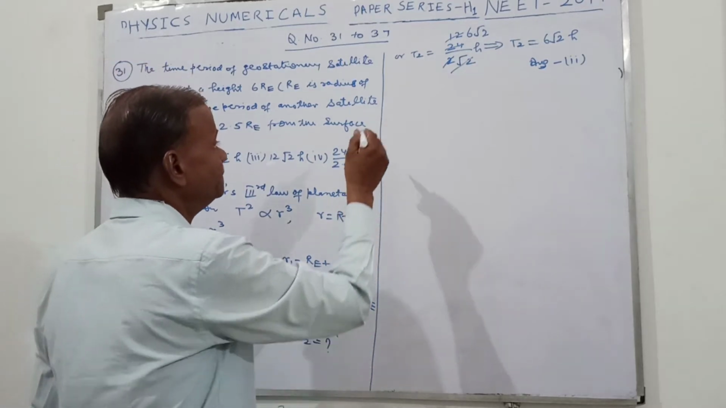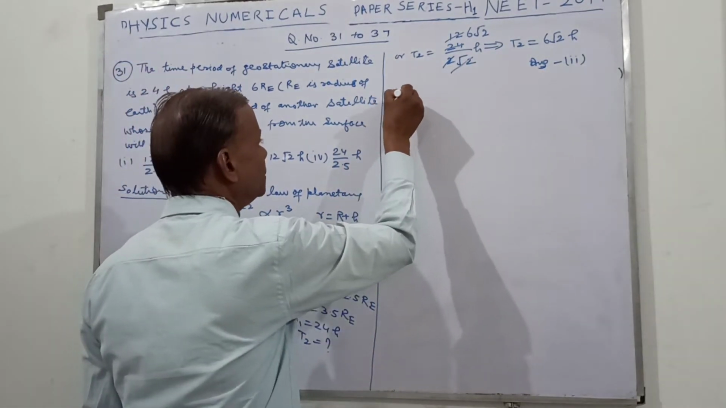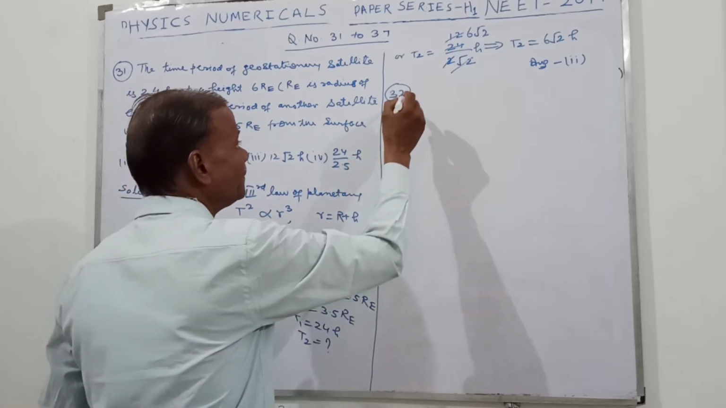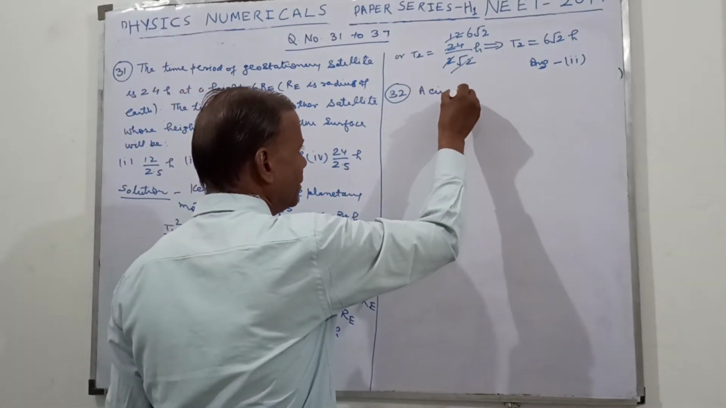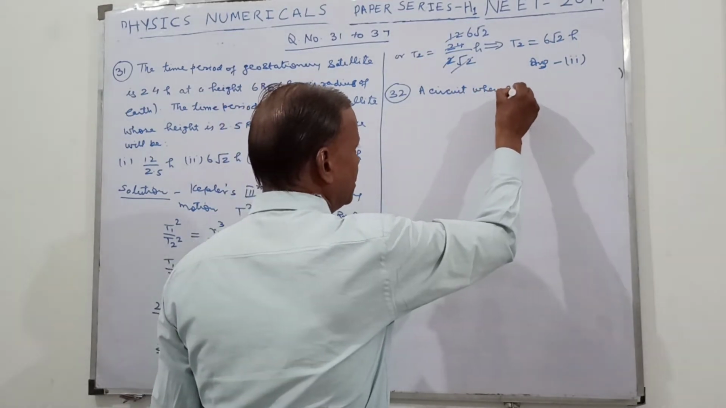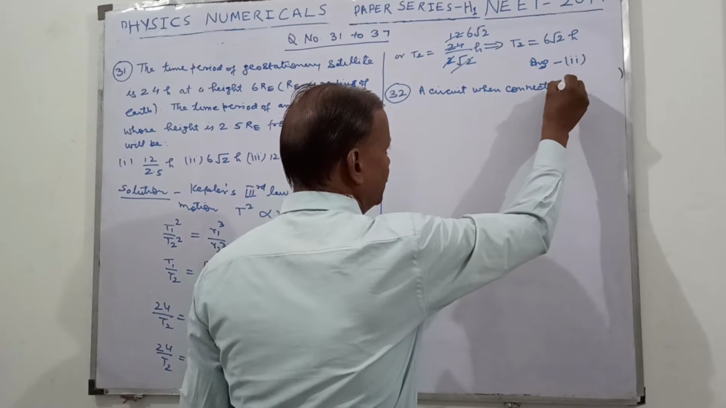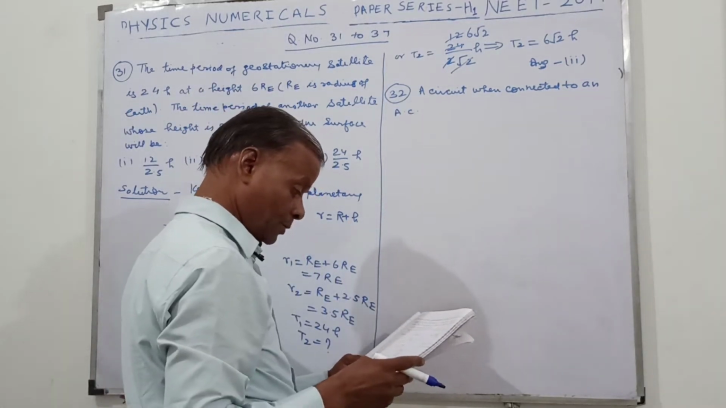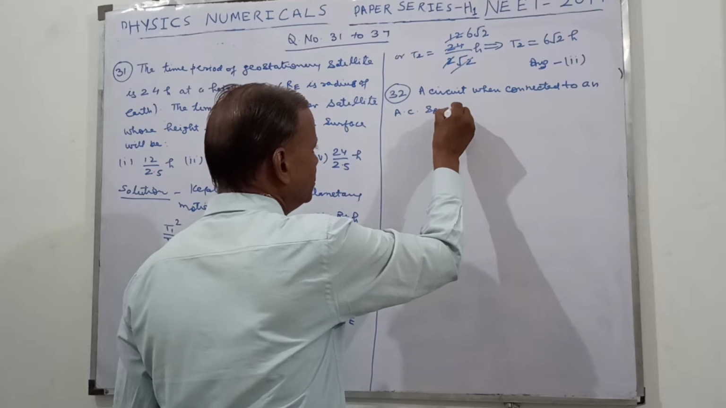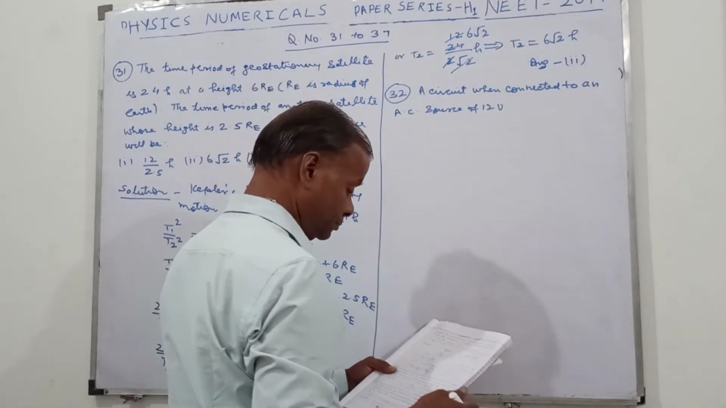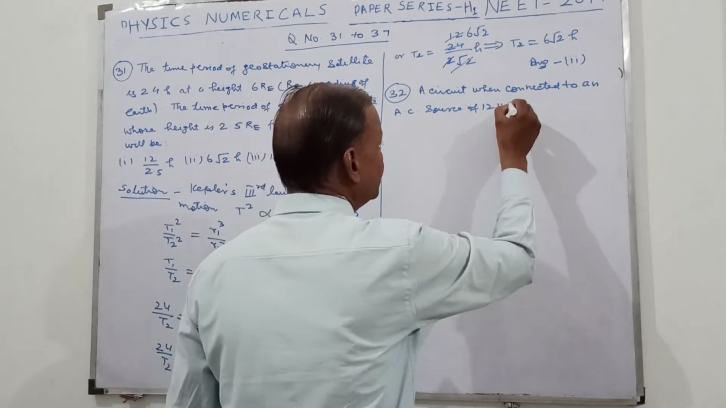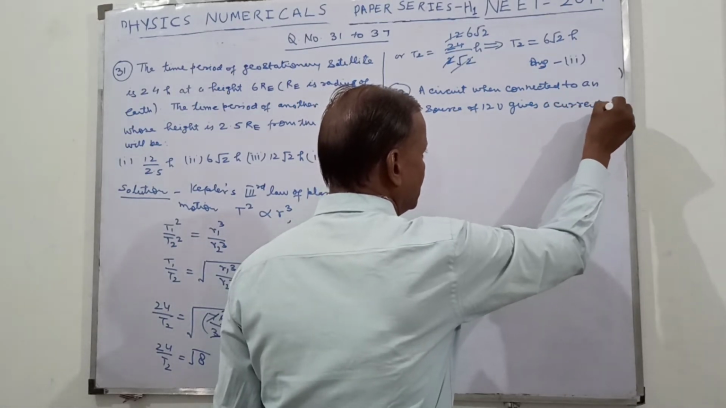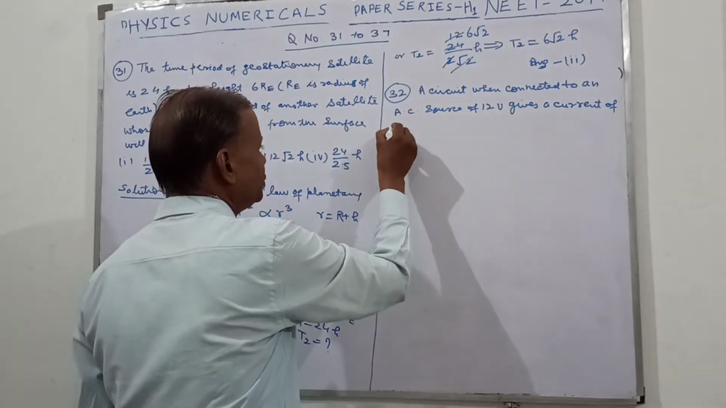And now question 32. A circuit when connected to an AC source of 12 volt gives a current of 0.2 ampere.